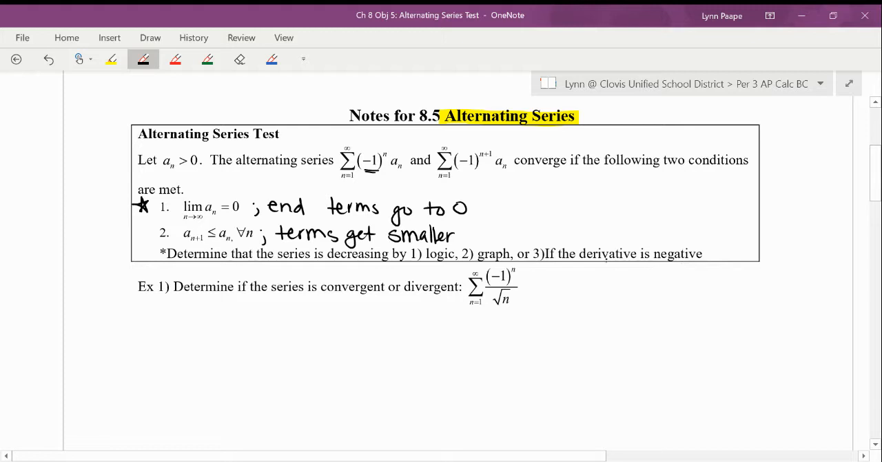We can also make sure it's decreasing, oh, this is a good one, if the derivative is negative, right? So we know that if f prime is less than 0, then f would be decreasing. A good chapter 3 review, okay? So if both of these conditions are met, then we can say that our series would converge.